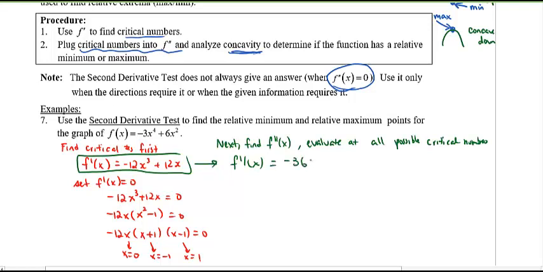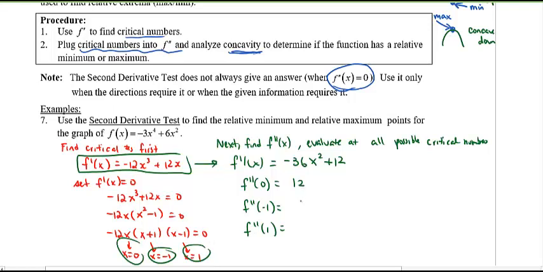Let me quickly find the second derivative now. Negative 36x squared plus 12. Nice. Don't need to factor or set it equal to 0. We're not doing the inflection points and all that kind of stuff. All I need you to do now is just plug it in. So plug in 0, plug in negative 1, and plug in 1, right? All three of these possible values. When I plug in 0, I get 12. When I plug in negative 1, I get negative 36 plus 12. That's negative 24. And when I plug in 1, I also get negative 24.